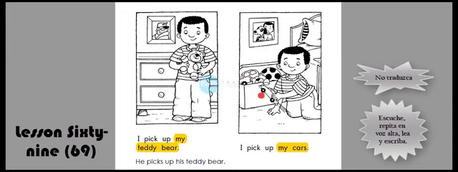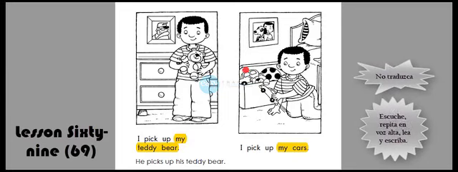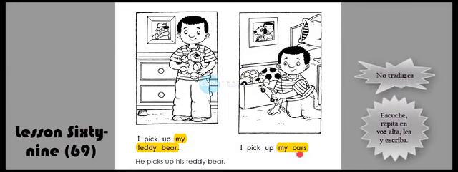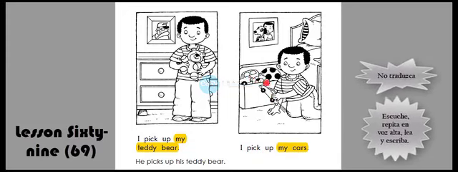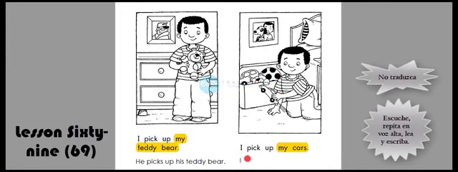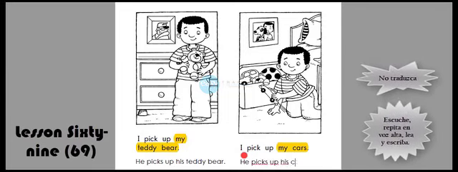His cars. We can see he has two cars. 1, 2. And he says, I pick up my cars. He is picking up his cars. The boy picks up his cars. He picks up his cars.